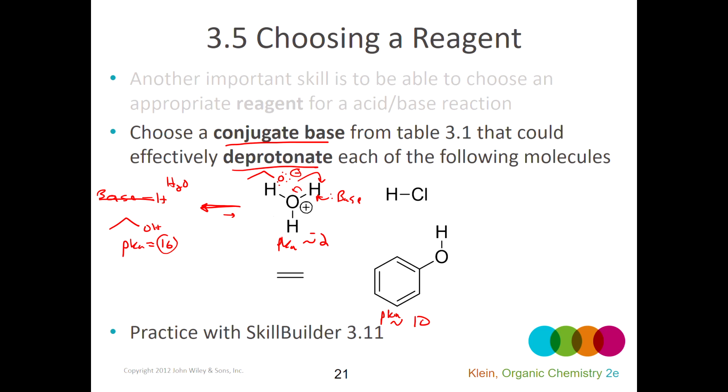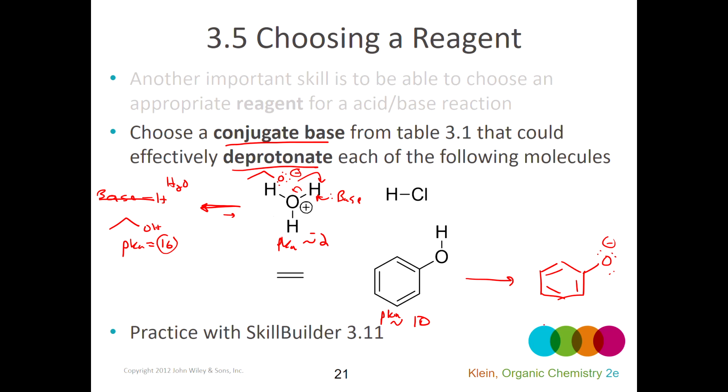pKa of 10, so that's kind of in the middle of the table. If I want to deprotonate that and force it to lose its proton and produce a negative on the oxygen, I need a base, so that when that base picks up that proton, it produces something with a higher pKa. Right? The equilibrium is always going to shift to the side with the higher pKa.